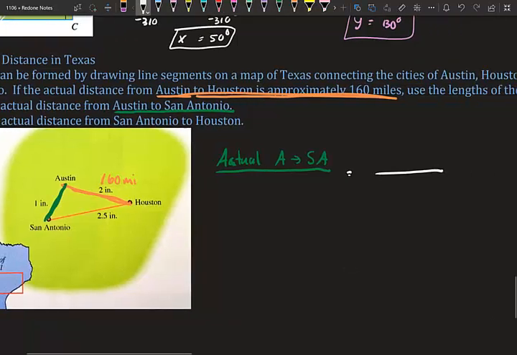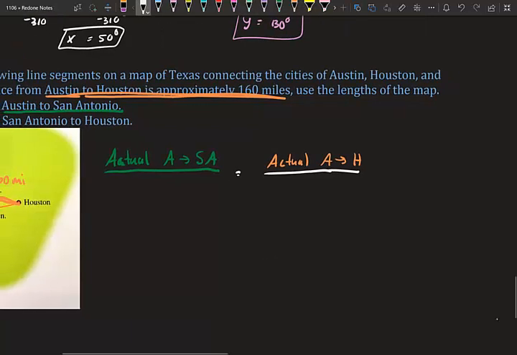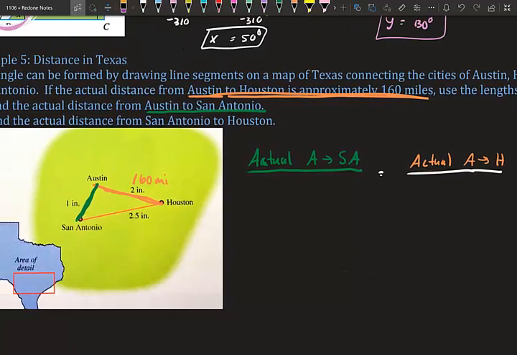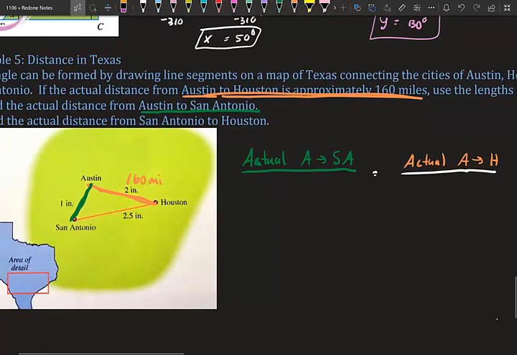So if actual is on top, we need another actual on top. And we know an actual distance. We know the actual distance from Austin to Houston. So actual is on top. That means what we're going to reference is the map. That's what's going to go on bottom. So on the map, Austin to San Antonio is 1 inch. Since the map needs to be on the bottom, we need to know the map distance of Austin to San Antonio, and then the map distance from Austin to Houston.